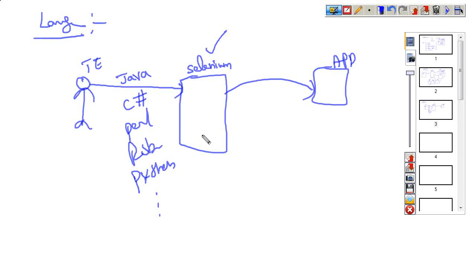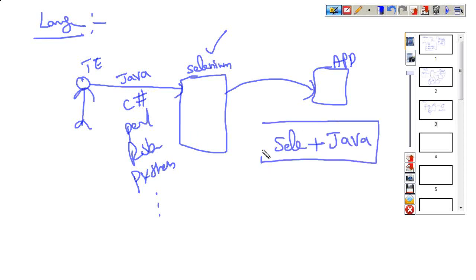Okay, right. But most people go for the Selenium plus Java combination only, because both are open source tools and the combination works in a very powerful manner. So that is the reason 70% of companies choose Selenium with Java only.